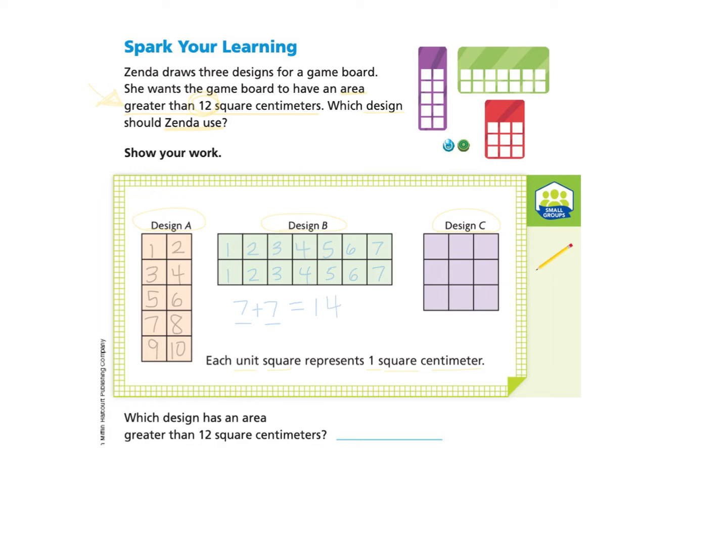So if you want to check that, you can by counting each square, but I've done a different way by showing that there are 2 rows of 7, and I've written 1 through 7, 2 different times.